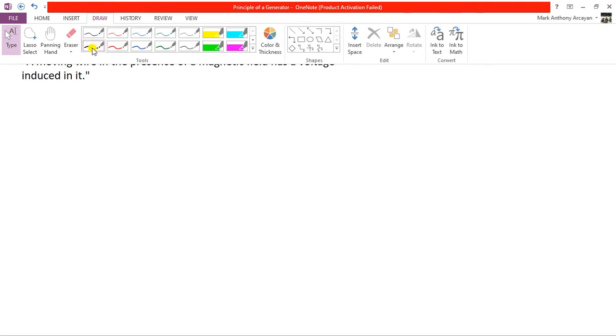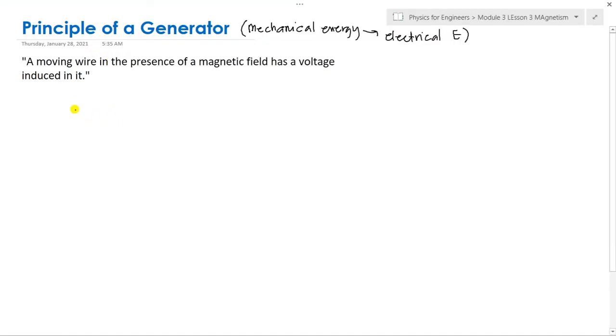So here, if we're going to draw a conductor, let's say this is our conductor, meaning this conductor is in motion, so this is mobile. So we have a mobile conductor and then we have a magnet below. So this is our magnet. Of course, our magnet has a magnetic field, since it says here, a moving wire in the presence of a magnetic field. So there is the magnetic field there, assuming this is vertical.